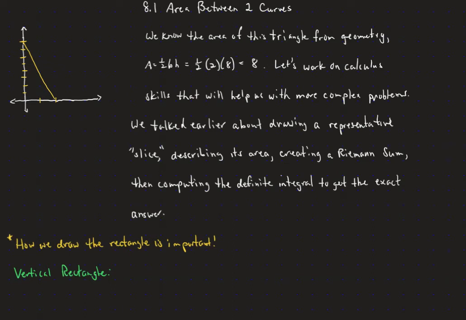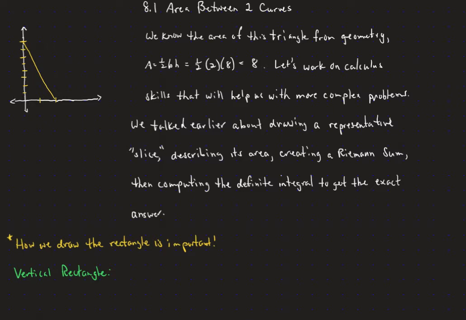In this video, we're going to talk about 8.1 in our book, area between two curves. We've done a little bit of this before, but we're going to get into it a lot deeper now. We know the area of the triangle shown on the left there from geometry is 1/2 base times height. And since our base is 2 and our height is 8, that's going to give us an area of 8.